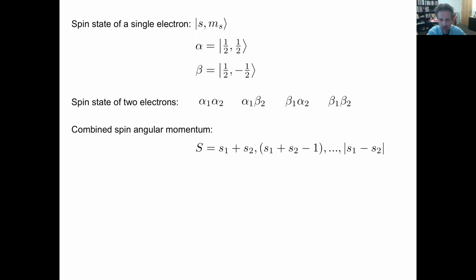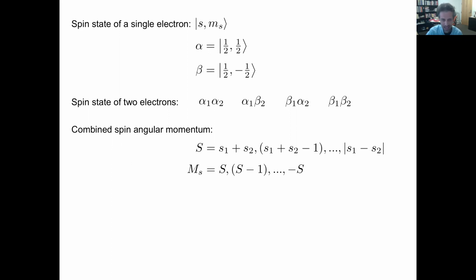And then I'm going to step down in integer steps. That means the term between parentheses says S1 plus S2 minus 1. I'm going to count down in integer steps until I hit the difference between the two, the magnitude of S1 minus S2, which is the lowest possible combination I can make. So what does that mean for our two electron system? I only have two possibilities: half plus half, which is 1, and half minus half, which is 0. So the possible values allowed for capital S are 1 and 0. Those are the two ways in which I can combine the spin angular momenta.